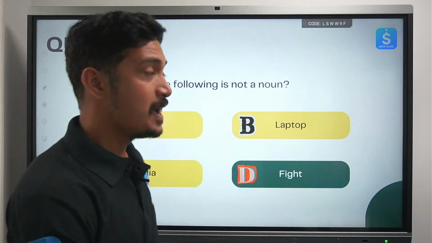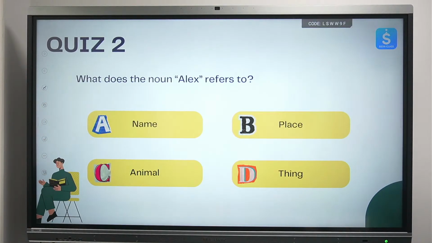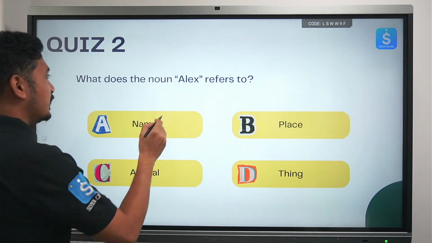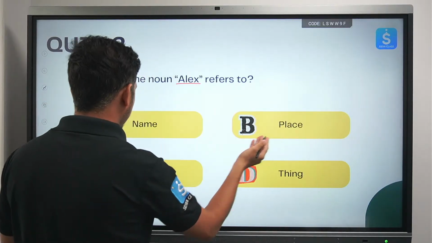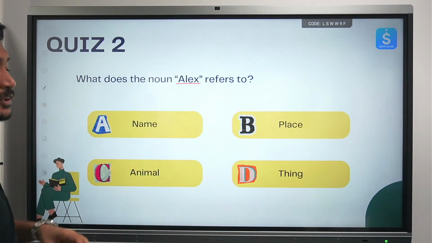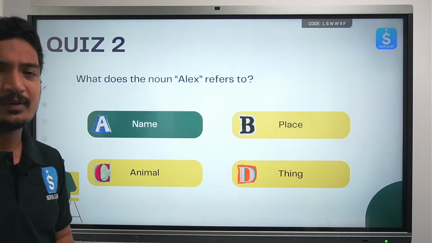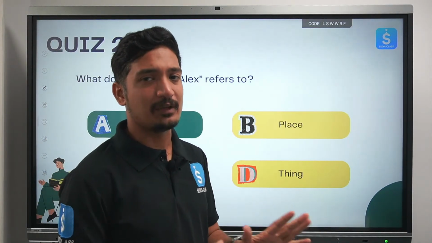Moving ahead. Now next question: what does the noun Alex refer to? Alex, is it a name or a place or an animal or a thing? Well, it's very simple, right? Alex is usually the name of a person, and therefore we'll say that it's a name. Very simple to understand, a straightforward question.